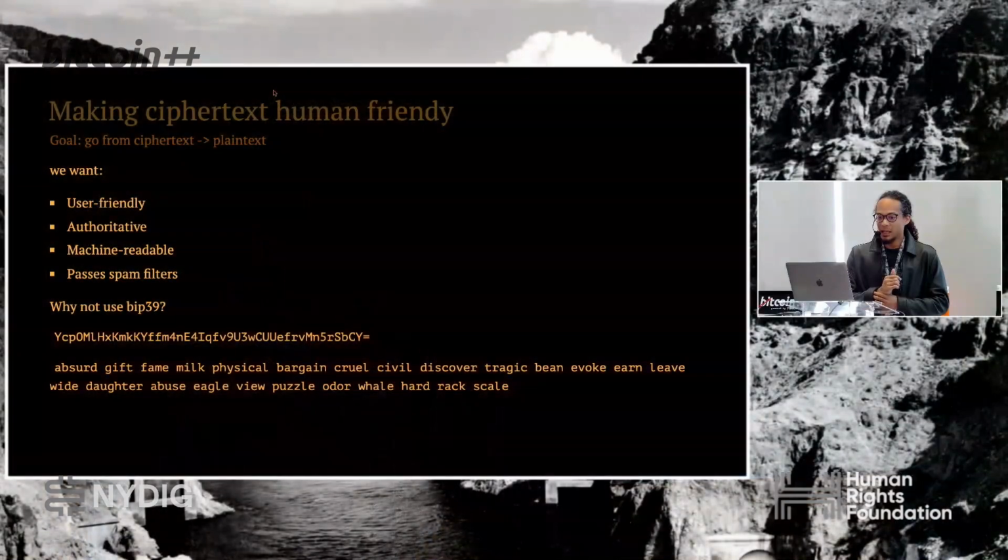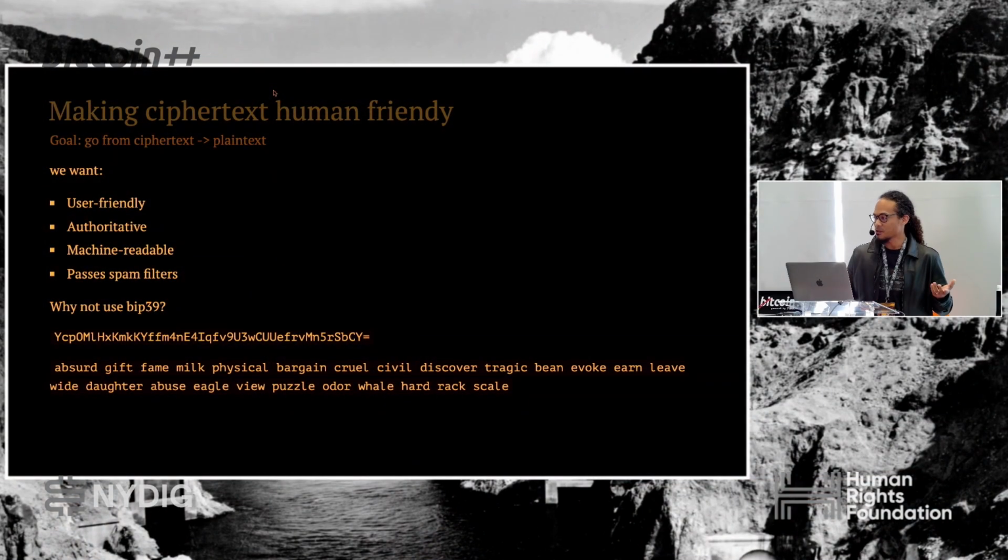And so the first thing that comes to mind as a Bitcoiner is, why not use BIP39? This is what we use for mnemonics, and there's a reason we don't try to type in or transcribe base 64 or base 58, even for private keys. And I thought this was a really cool way of approaching the problem.